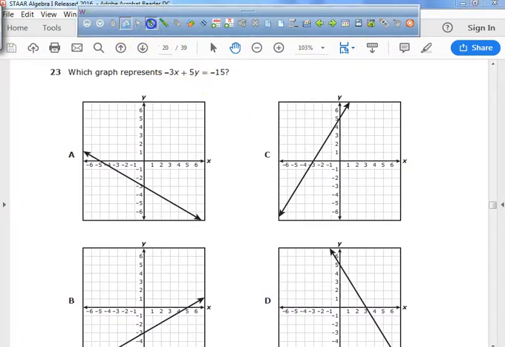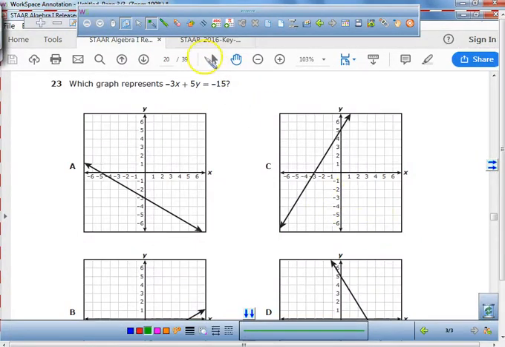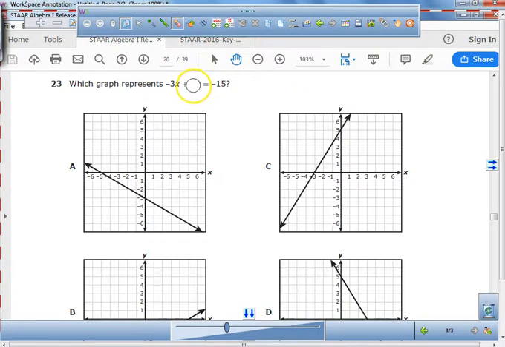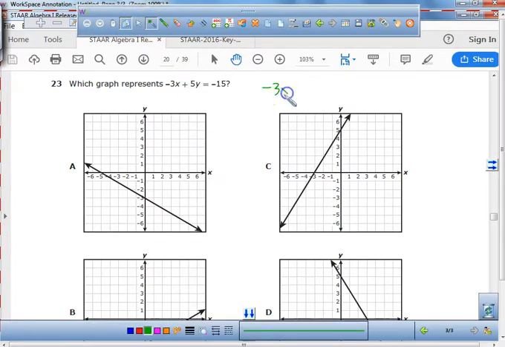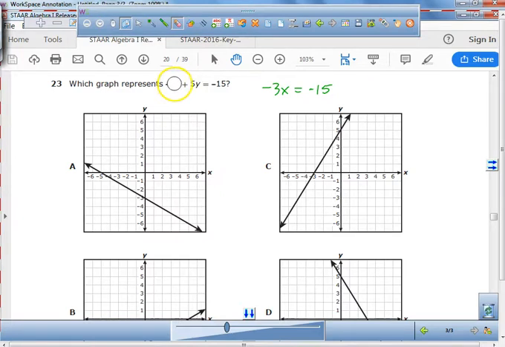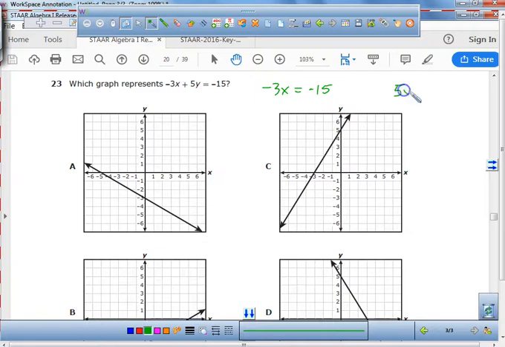Now, we talked about in my algebra class the cover-up method, where you cover up one and you solve for the other. So if I cover that up, what do you see, Jacob? Negative 3x equals what? Negative 15. All right, so I'm going to write that down. Negative 3x equals negative 15. And if I cover up this, what do you see, Sean? Positive 5y equals negative 15. So I'm going to write that down. Positive 5y equals negative 15.